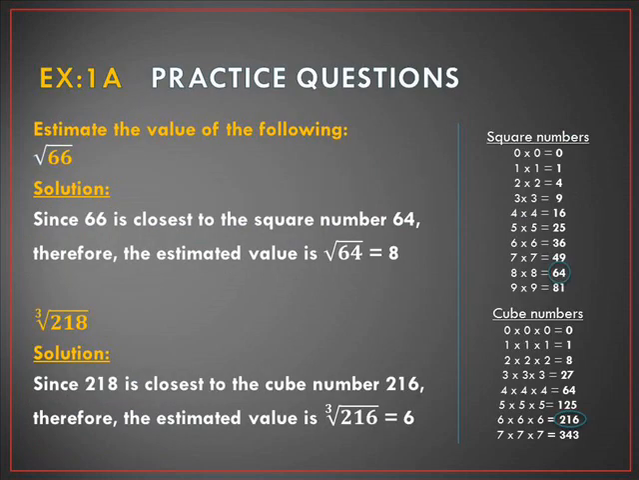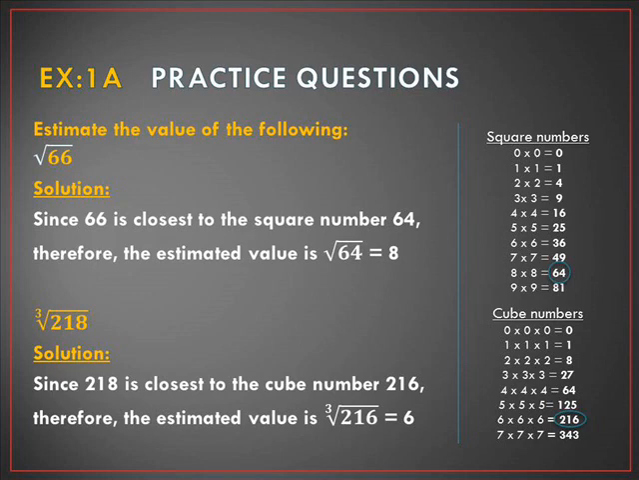Now that we have learned about different numbers, let's solve some questions from exercise 1A. The question given here says that we need to estimate the value of under root 66 and cube root 218. Here we will take the help of square numbers and cube numbers. To solve under root 66, we need to think of a square number closest to 66. As you can see from the list of the square numbers that I have added here for your help, 66 is closest to the square number 64. Therefore, the estimated value should be under root 64.